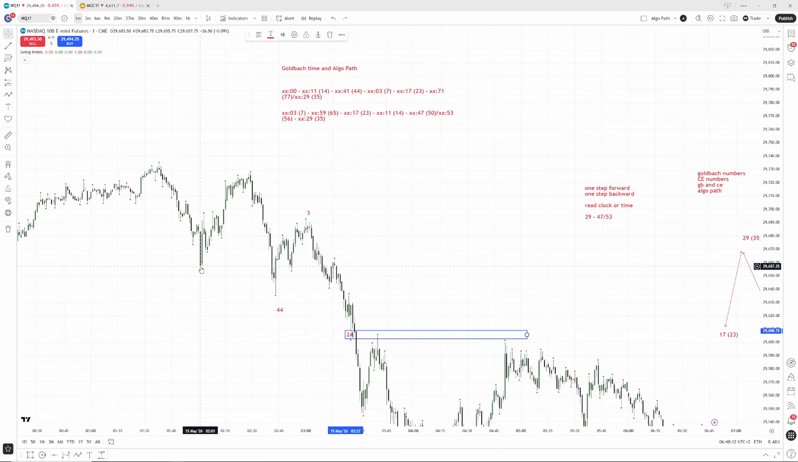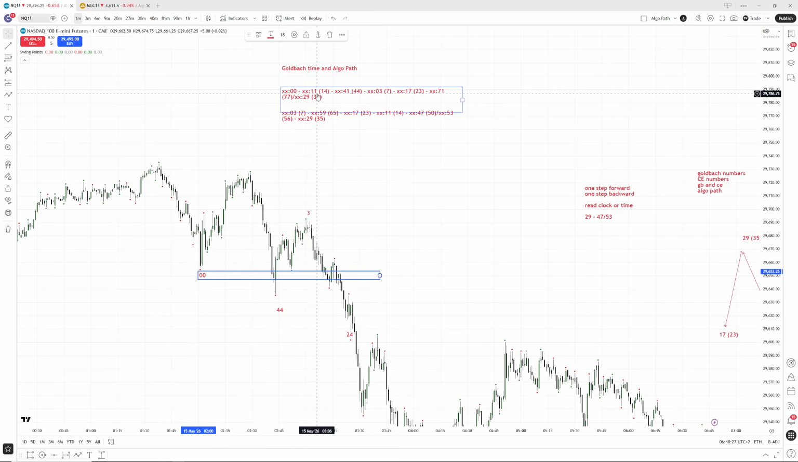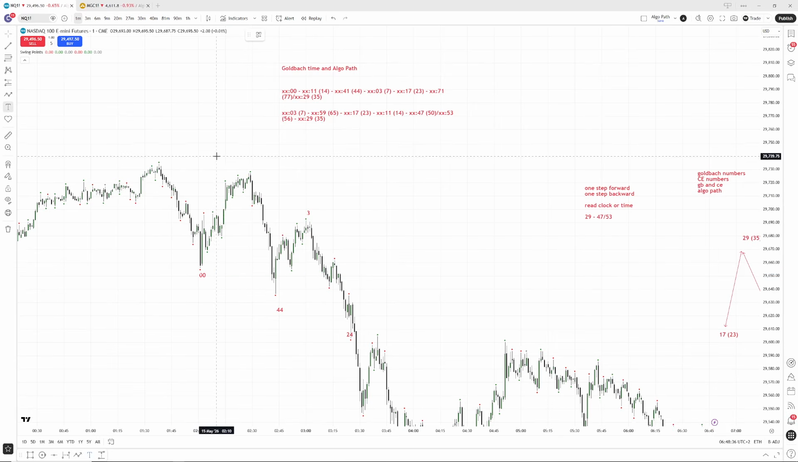So here also the same thing. So here it is 201, 202. Now I can consider this as 00. So 00 should go to where? 11 or 14. So here I see 215 or 214 making the high. So it's allowed to stop there. So it's perfect. I can sell.